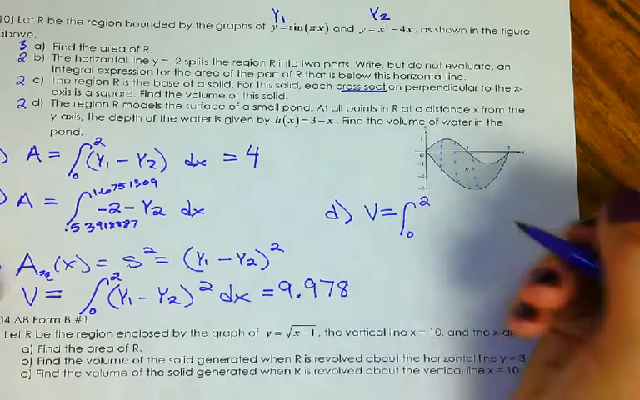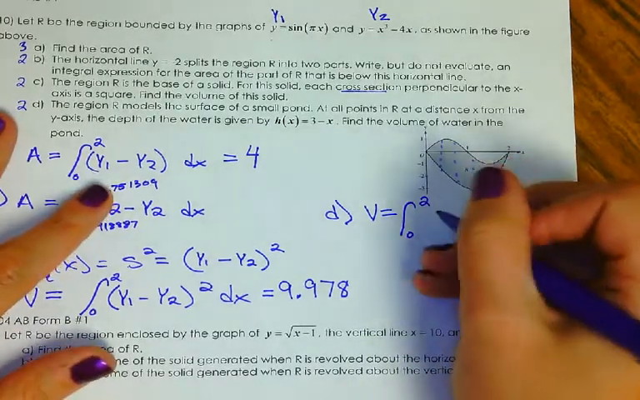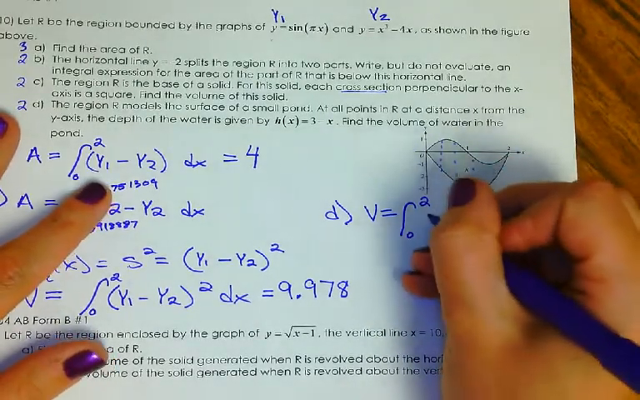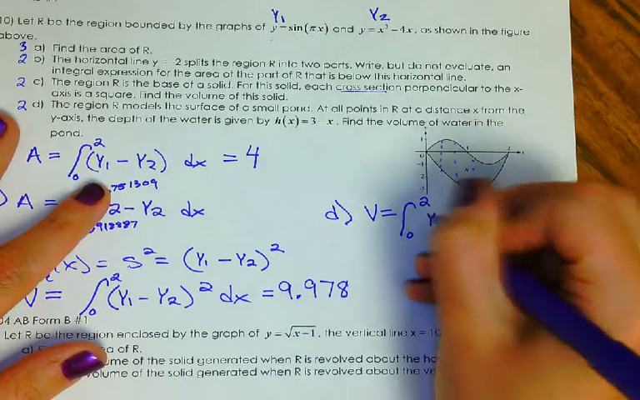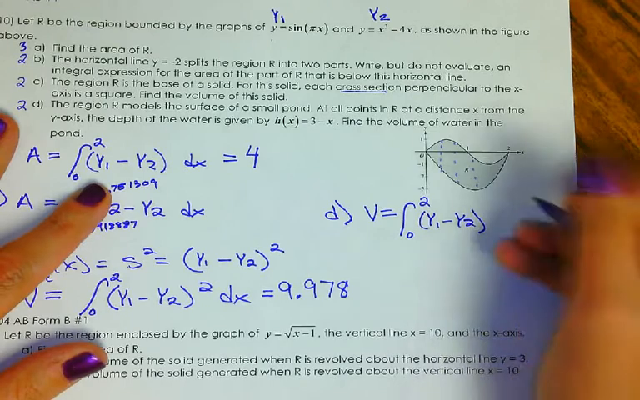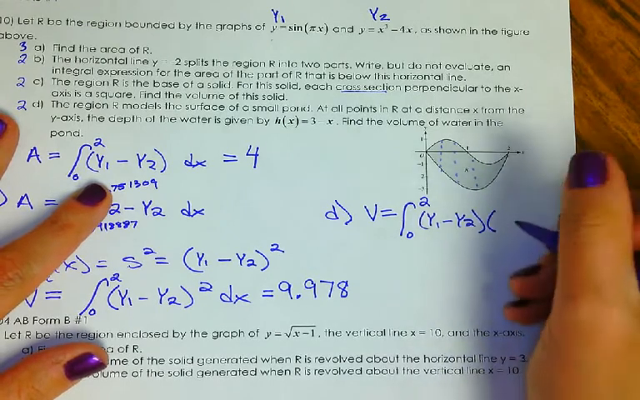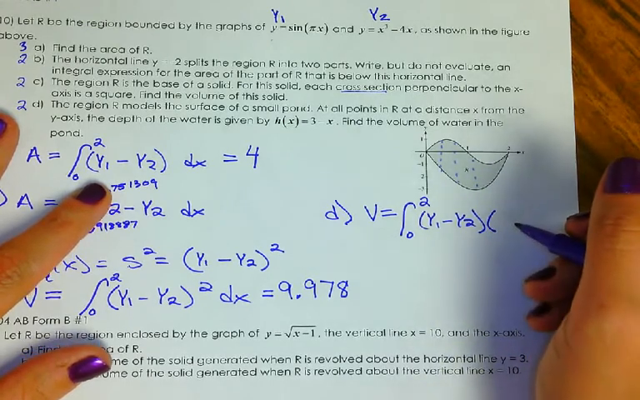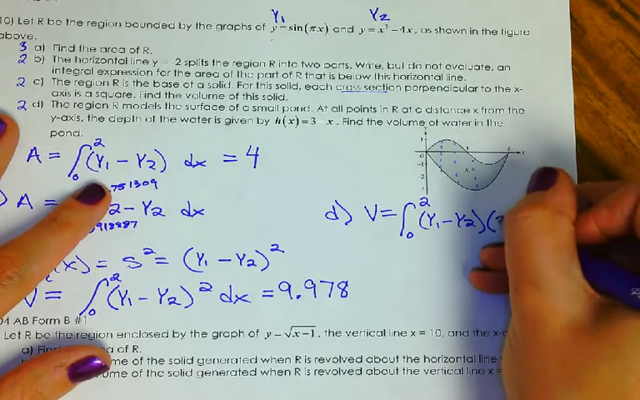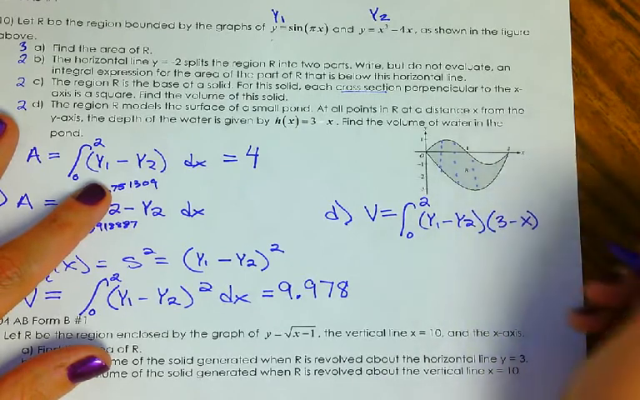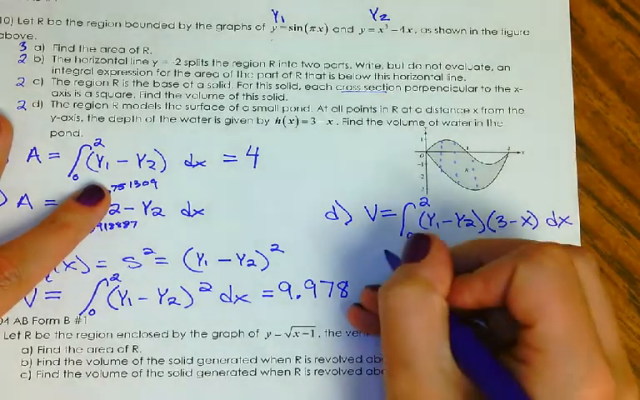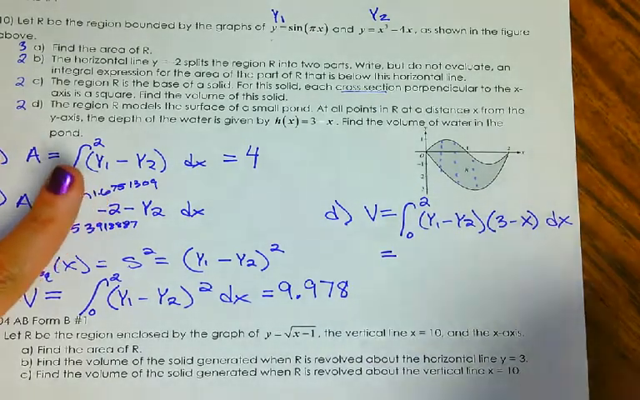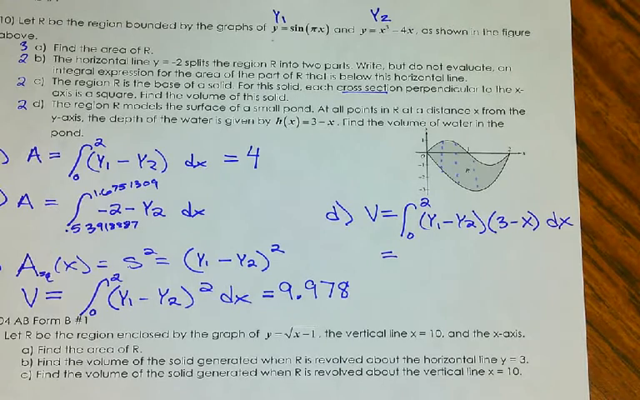So we're going to go from 0 to 2, and then it's going to be y1 minus y2, so there's the area of the base, times the height. So they're telling me in this problem that the height is this, 3 minus x, and we're going to integrate that with respect to x. So that's how I would put it in, and then we're going to type that into the calculator.